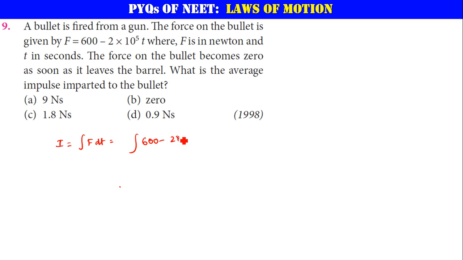600 minus 2 into 10 power 5 t, integral dt. If I integrate this, I'll get 600 into t, since integral dt is nothing but t, minus 2 into 10 power 5 times integration of t, which is t square by 2, with limits 0 to some time. We don't know the time, time information has not been given, but we can find the time using this information. Force on the bullet becomes 0. Let us say at time t it has become 0. Force becomes 0. So let us equate that force to 0, then we get time information.